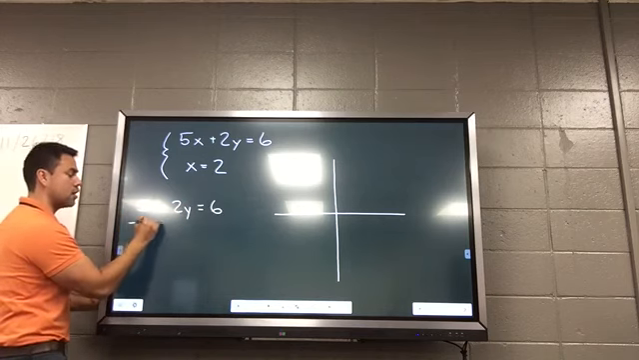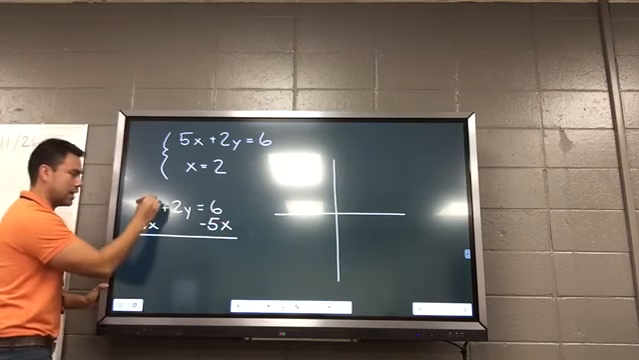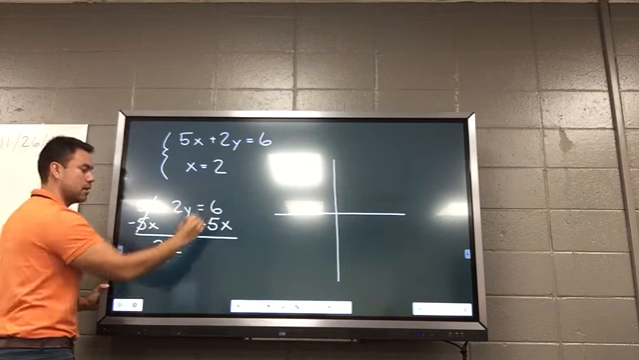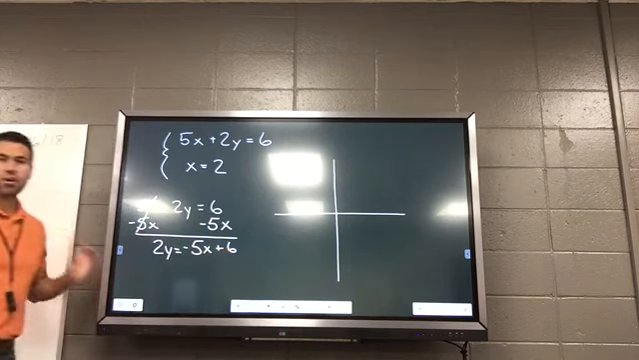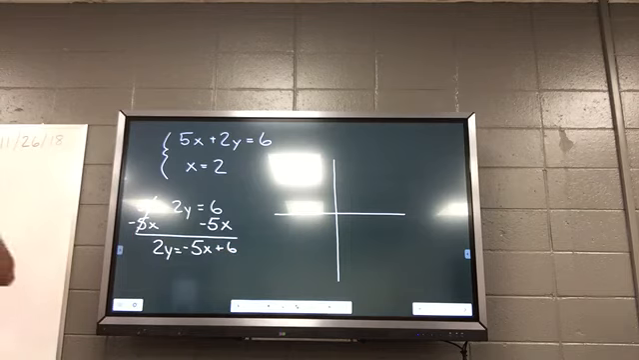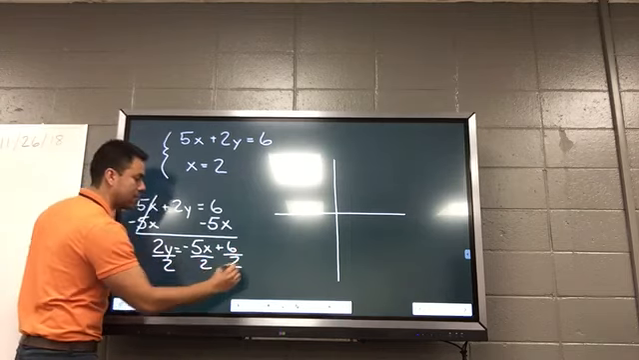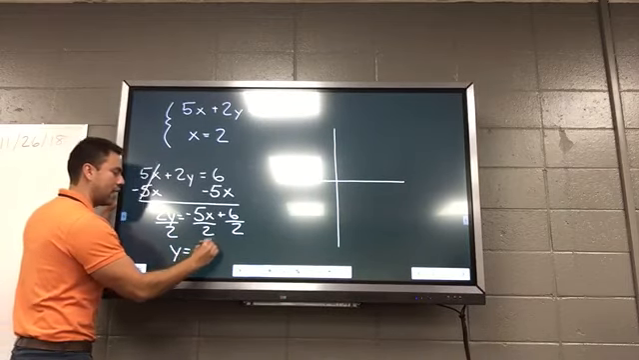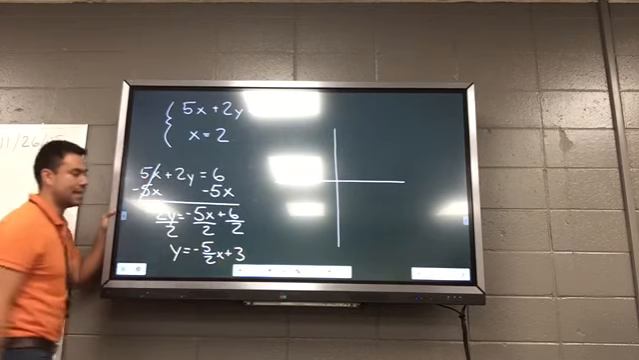So you said subtract 5x from both sides? Yes. You're going to get that canceled out. 2y equals, I'm going to put the negative 5x first, plus 6. Is that all we had to do? Then we divide both sides by 2. That means everything gets divided by 2. And look what we have here. y equals negative 5 halves x plus 3.